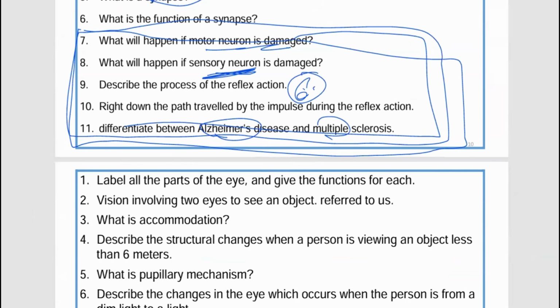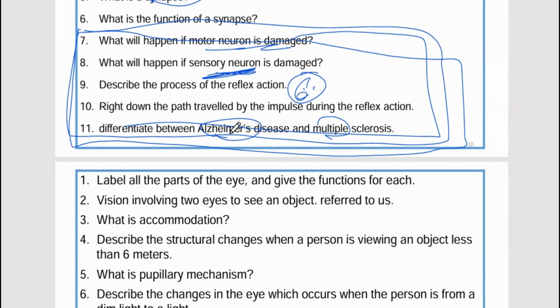Basically, Alzheimer's disease is related to forgetting everything, and is a result of the neurons in the cerebrum being damaged. The neurons in the cerebral cortex, basically, are damaged, where memory, reasoning, and judgment are. So that's why you have problems with memory, with reasoning, and with judgment. So you can't manage to do that.